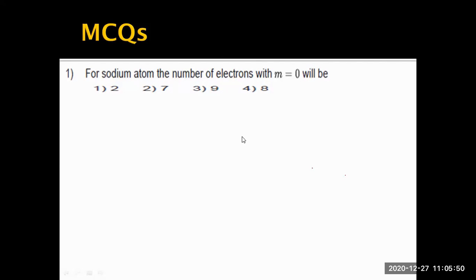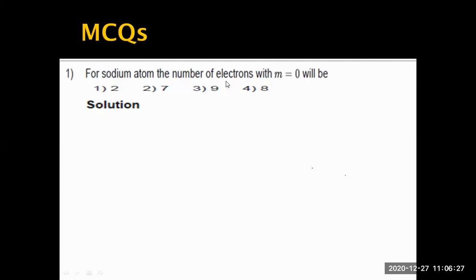We'll take up question number 1. For sodium atom, the number of electrons with m is equal to 0 will be. Anybody has got the answer for this? Do you people remember the quantum numbers or already forgotten? Option 4, 8.